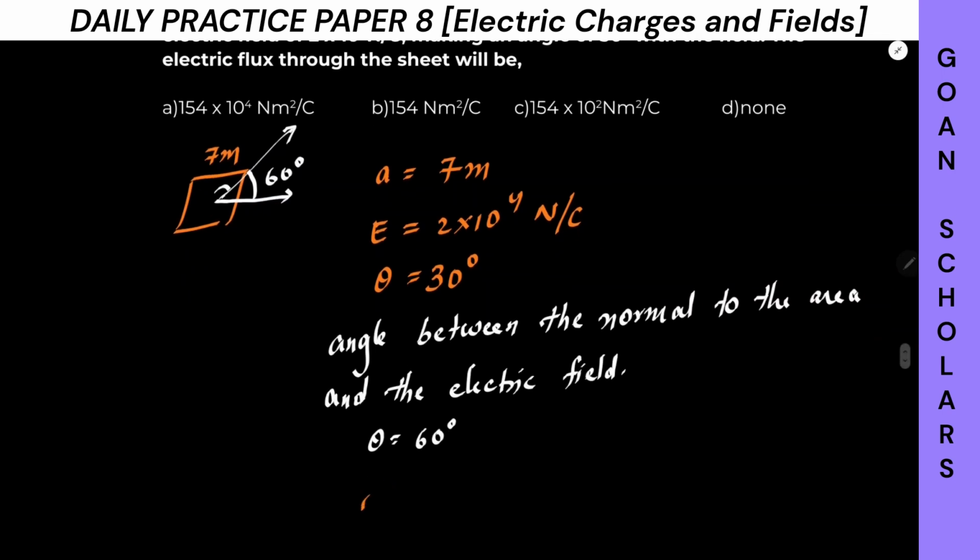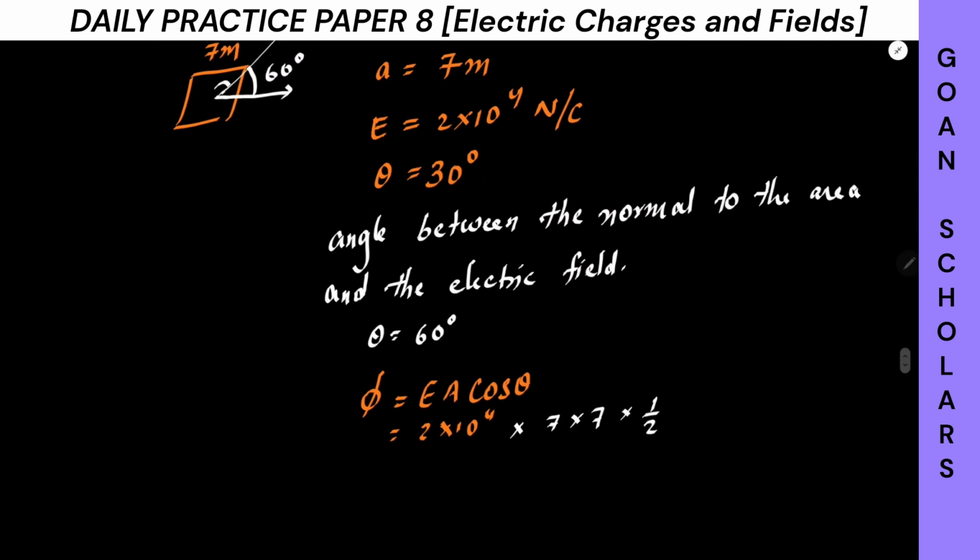So electric flux phi will be equal to EA cos theta. So electric field is given how much? 2 into 10 to the power 4. Area of this sheet, it's a square sheet as per the question, so area will be side squared, so into 7 squared and cos of 60 degree. Be very careful. Cos of 60 and not 30. So into half. So this 2 will cancel. 7 7s are 49 into 10 to the power 4 units or Newton meter square per coulomb.